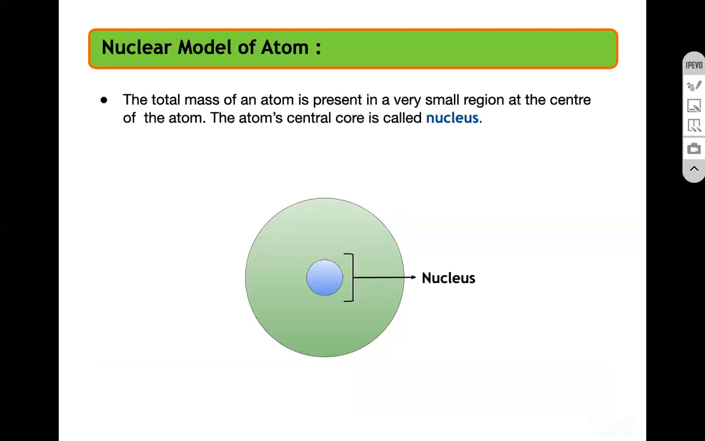Total mass of the atom is present in a very small region of the atom, and that was the first time someone gave the name of that center thing as a nucleus. Guys, clear? This positive center was called the nucleus. Got it? Any doubt?